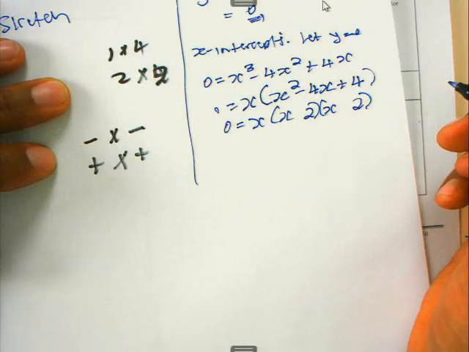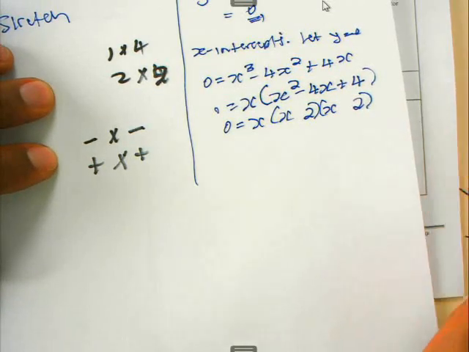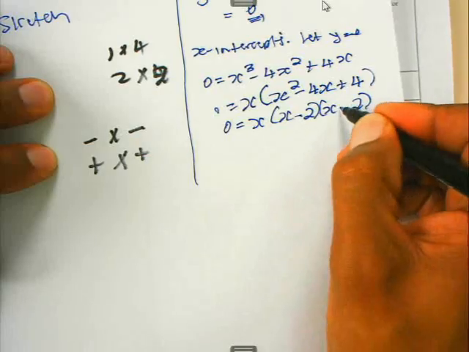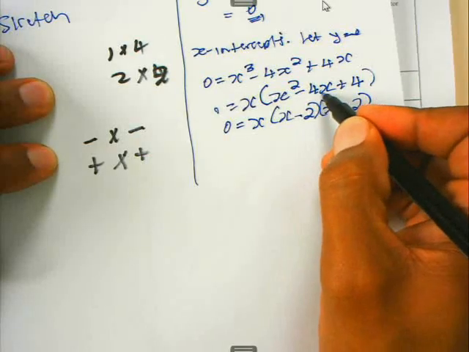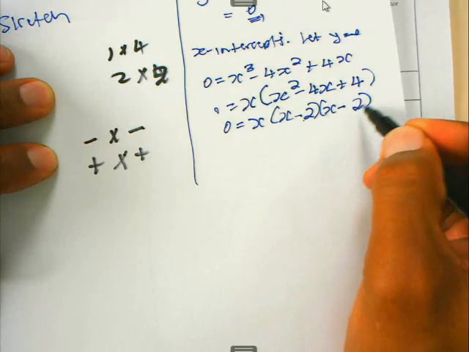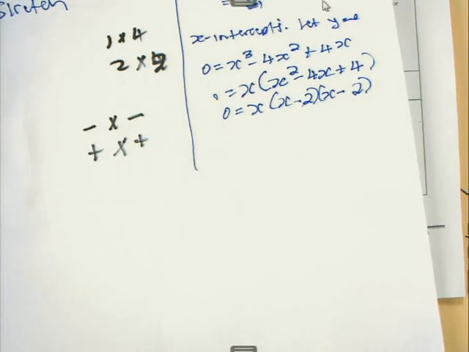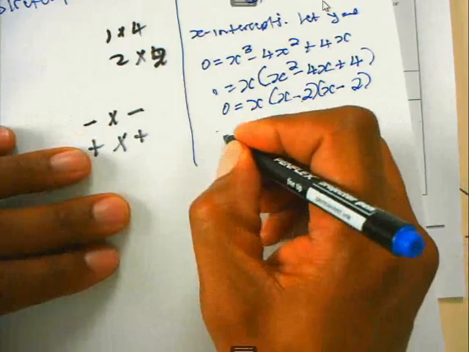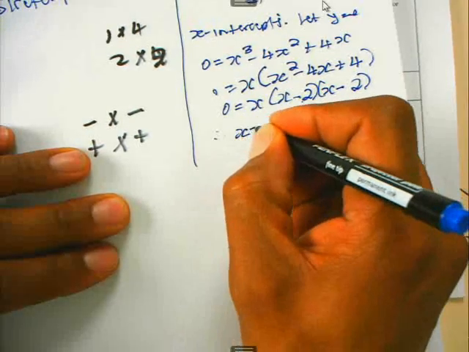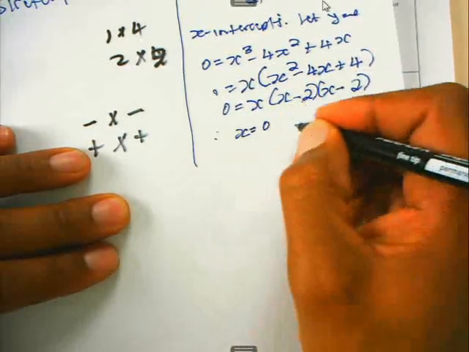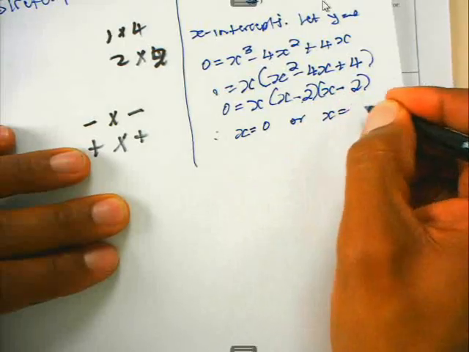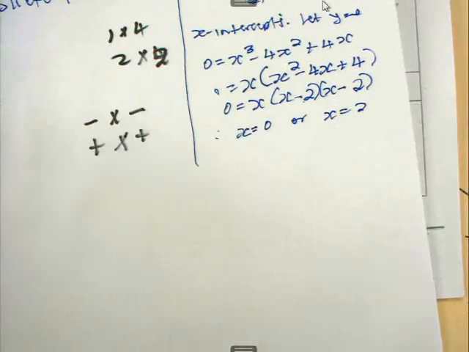Now the question is, what is the sign? Of course, it will be negative times negative, which would give us minus 4x, and negative 2 times negative 2 would give us what? A positive 4. That's good. And therefore, from here, we know that x is equal to 0 or x is equal to a positive 2.